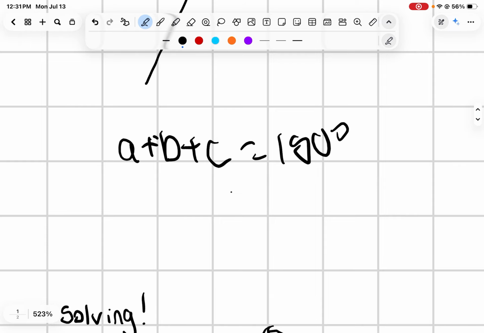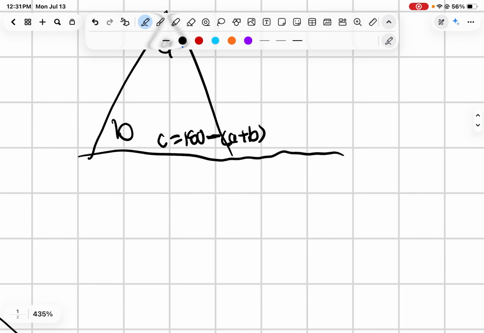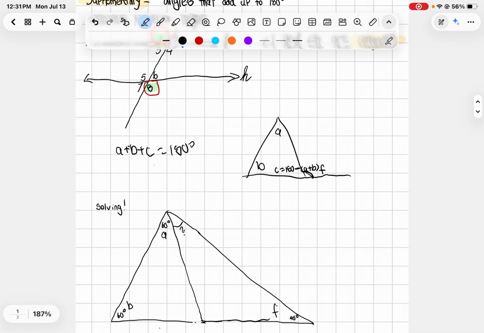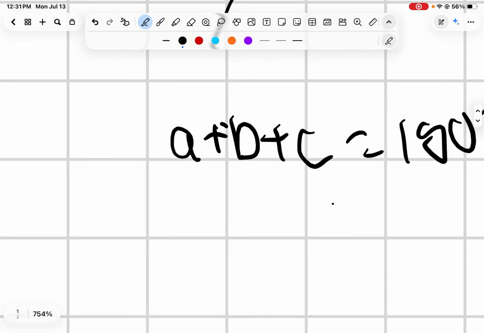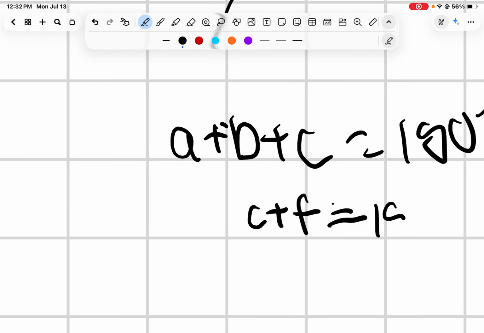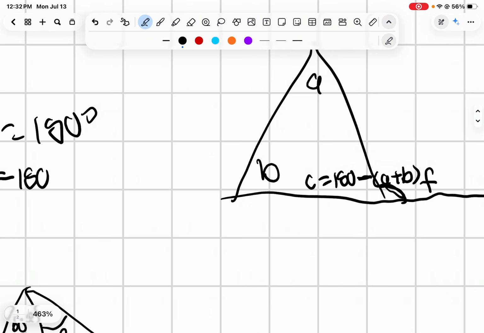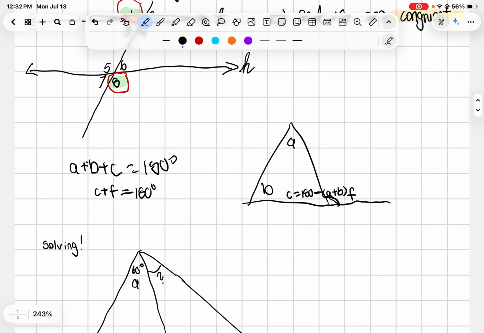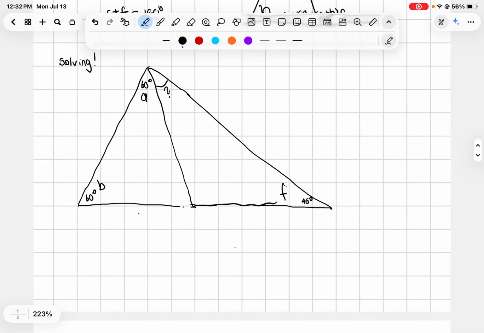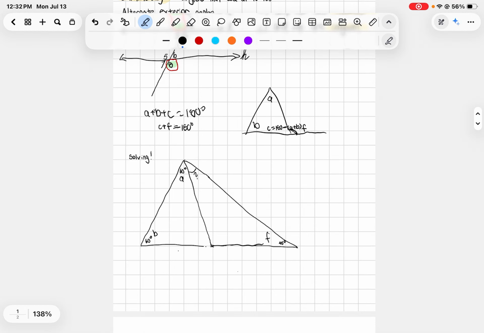And then you may be wondering, if one of the angles is here, let's call it F, that means angle C and angle F should add up to 180 degrees. There we go. So these are the formulas we'll be using for this problem. Let's look at the problem we're going to be solving.